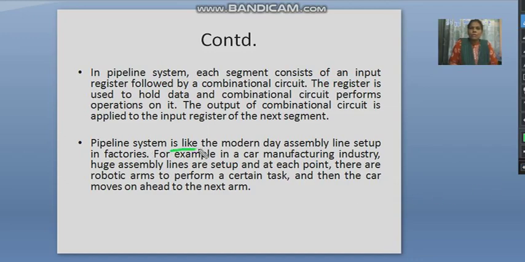A pipeline system is like the modern day assembly line setup in factories. For example, in the car manufacturing industry, huge assembly lines are set up, and at each point there are robotic arms to perform a certain task, and then the car moves on ahead to the next arm. So pipelining can be used in different companies or factories too.